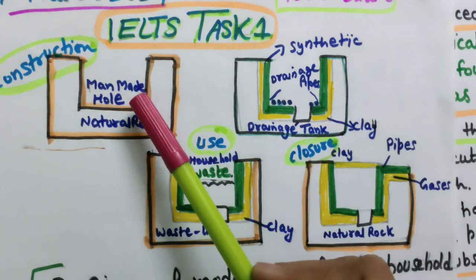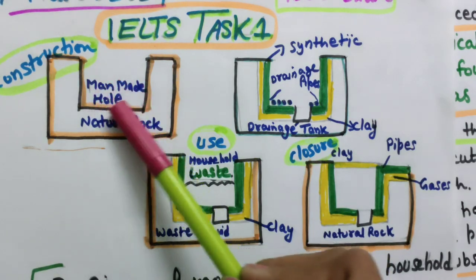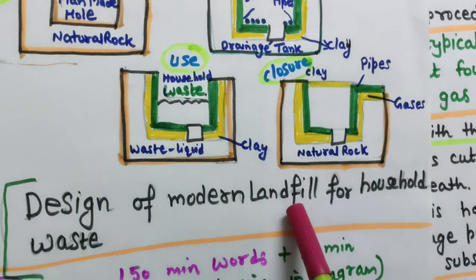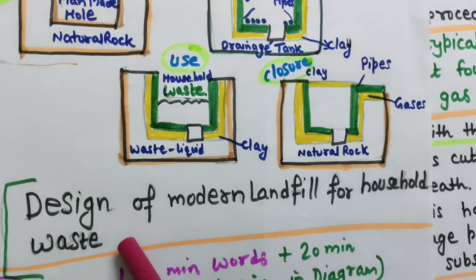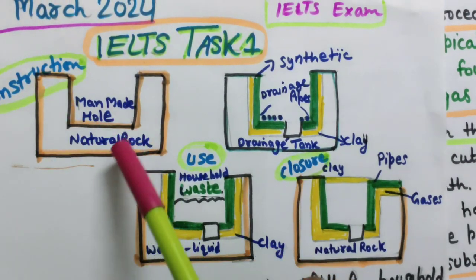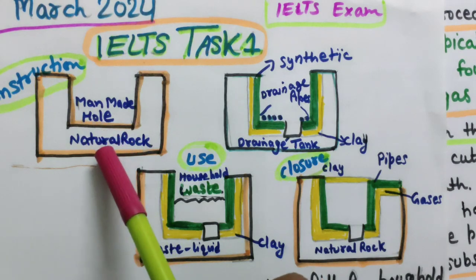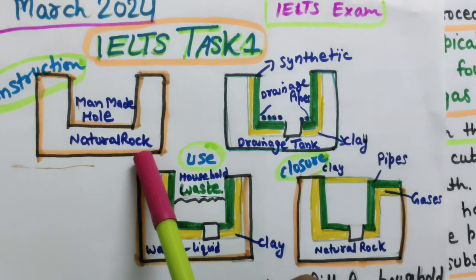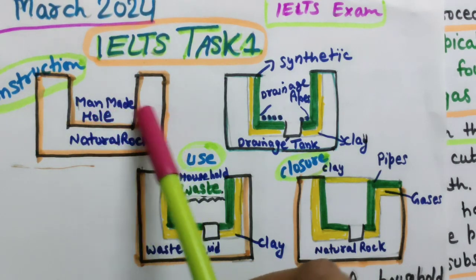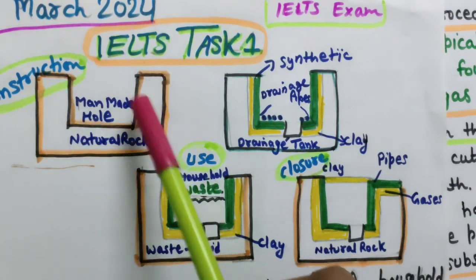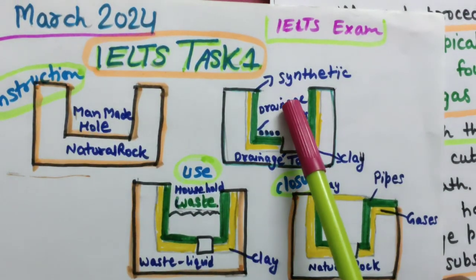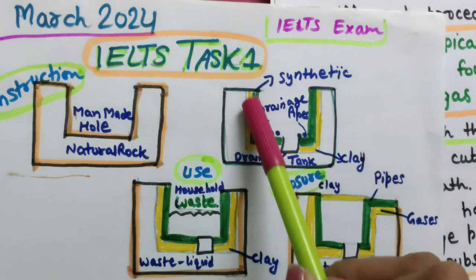Now one by one let's analyze. Here it is given man-made hole. Let's understand the meaning of this: design of modern landfill for household waste or garbage, you can say. Here they will dig out and construct this man-made hole, and beneath this natural rock is there. It means in the area of natural rock the authority will make a man-made hole for making this landfill kind of site.